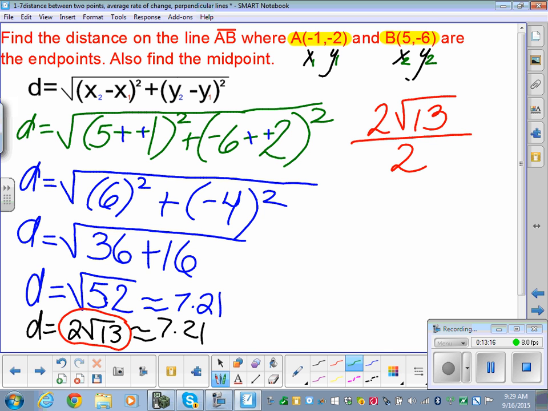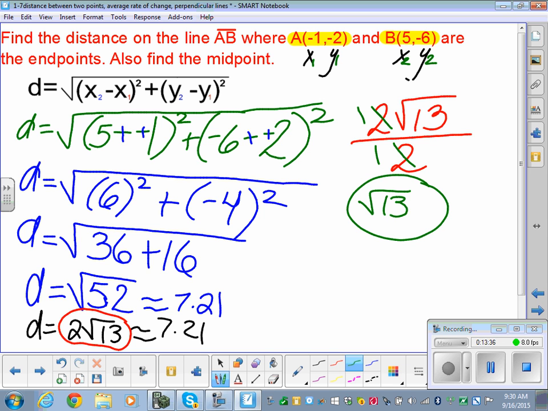The 2's divide out and become 1 over 1. So we have 1 square root of 13, which is just the square root of 13. 1 times anything, guys, is just itself. So we have the square root of 13. And then on bottom, we have divided by 1. What's anything divided by 1? Itself. So the midpoint would be the square root of 13.